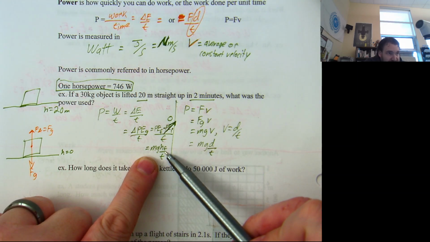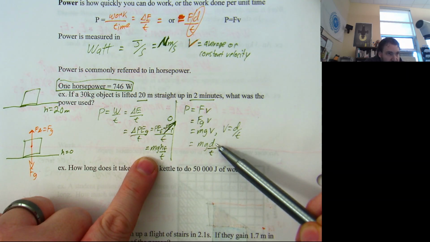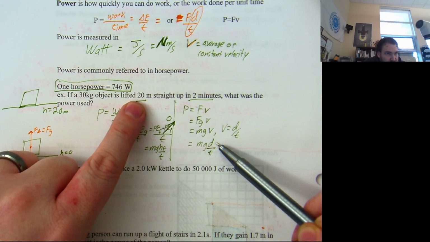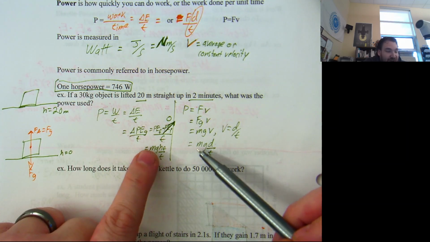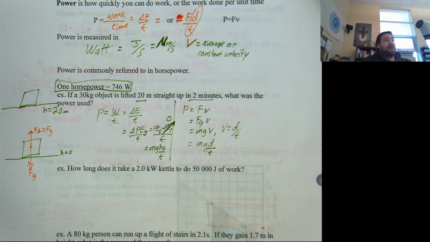How high was the box raised? How far did the box travel? Over here. 20 meters. In both cases, the time is 2. In both cases, we've got an m and a g. It doesn't matter how you tackle this thing. The end result is going to be the same.